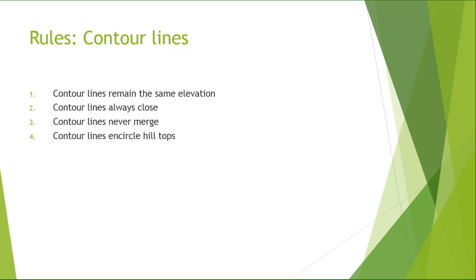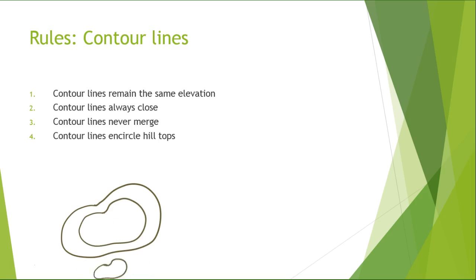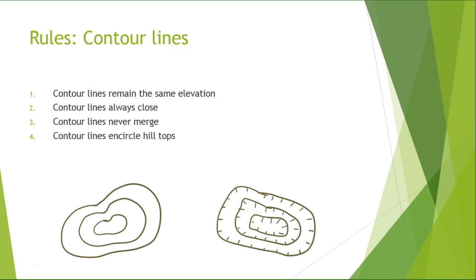Contour lines will also encircle hilltops. If you look for bullseyes or something similar to a bullseye, you'll see a hilltop. So if you look here, this would indicate down below what a hilltop might look like. If you have the similar image, but with hatch marks, this indicates a depression, like an open pit or a basin.